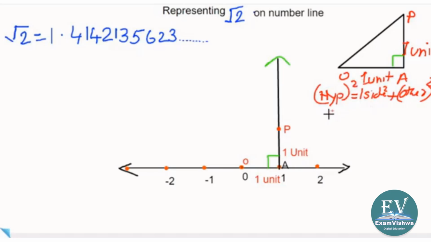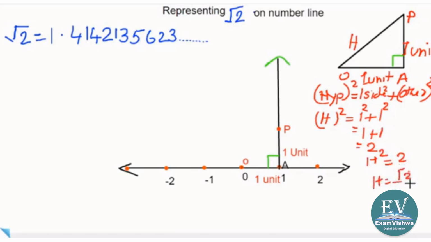That means you will be having hypotenuse square. This is hypotenuse. Square is equal to 1 square plus 1 square, which is equal to 1 plus 1, which is equal to 2. So what did we get? H square is equal to 2. H is equal to root 2. Correct? H is equal to root 2, we got it.